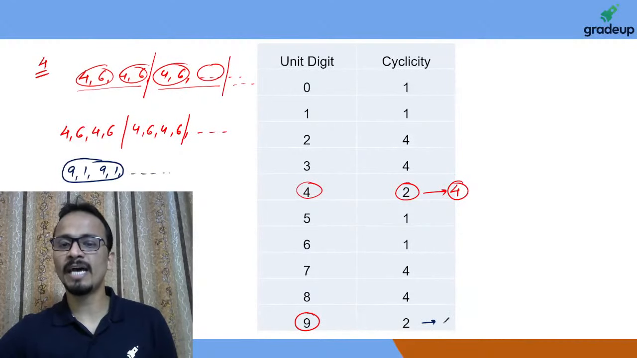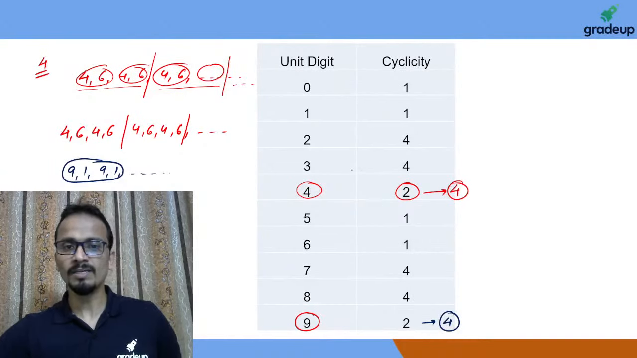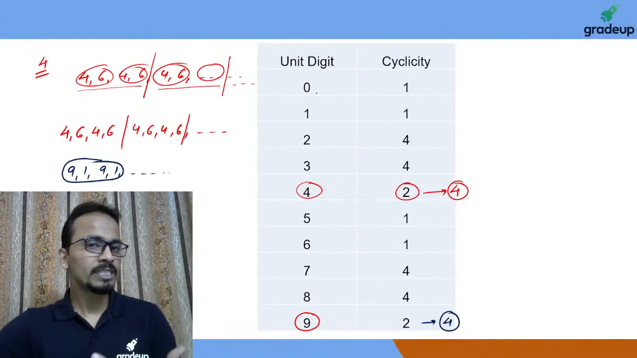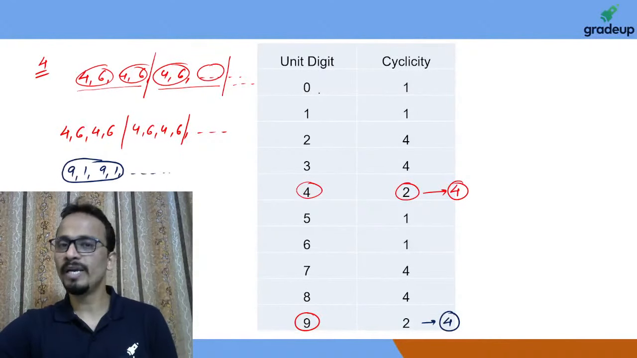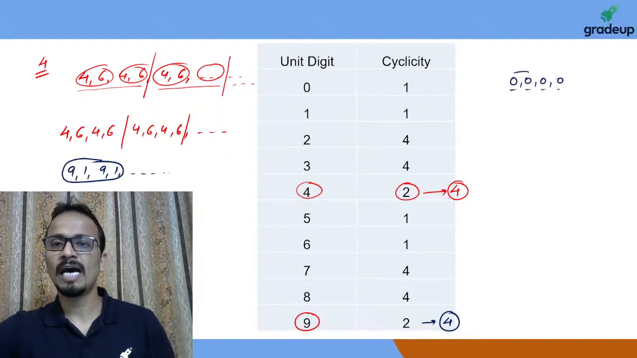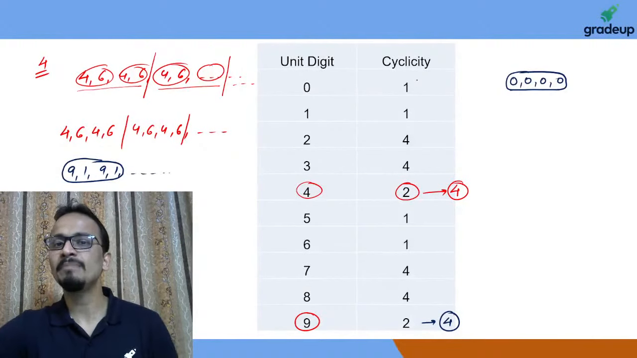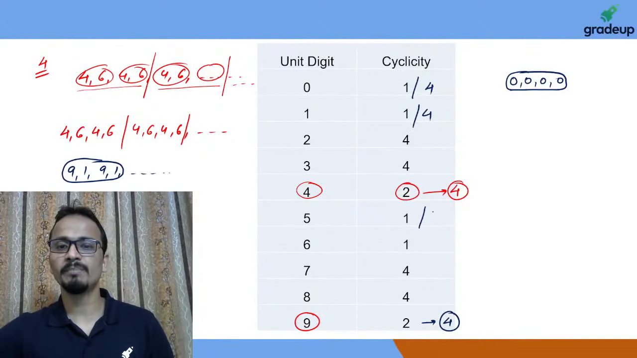So cyclicity of 9 can also be considered as 4. All right, now the remaining numbers, 0. In case of the powers of 0, the unit digit will always remain 0. So that means the unit digit is 0, 0, 0, 0. It is repeating after every power. I'll make a pair of 4 and say that the cyclicity of the unit digit of 0 can be taken as 4 as well. Same thing can be done for the remaining numbers.